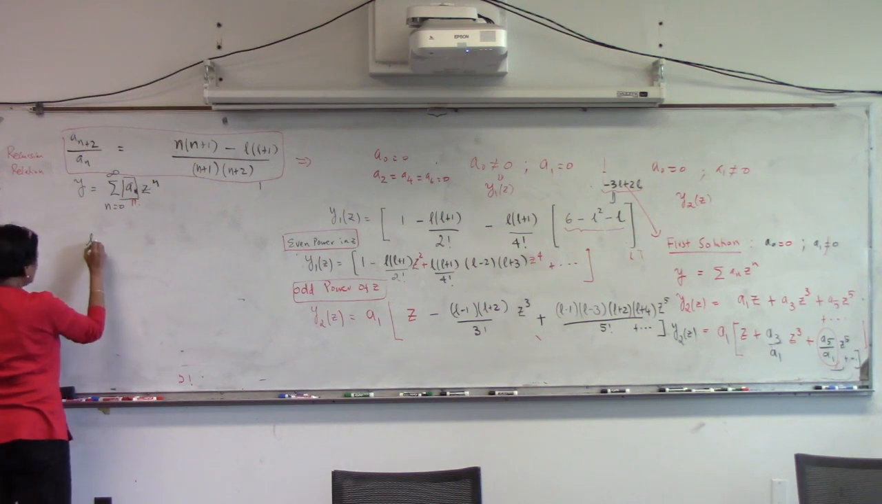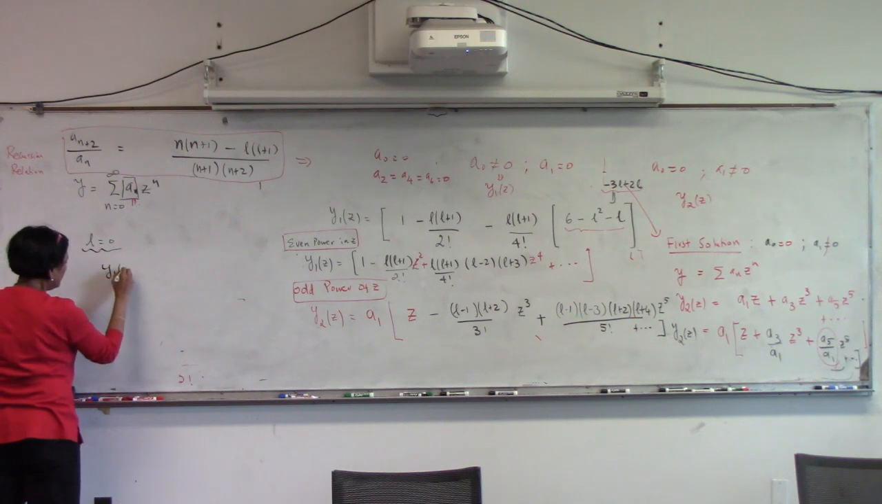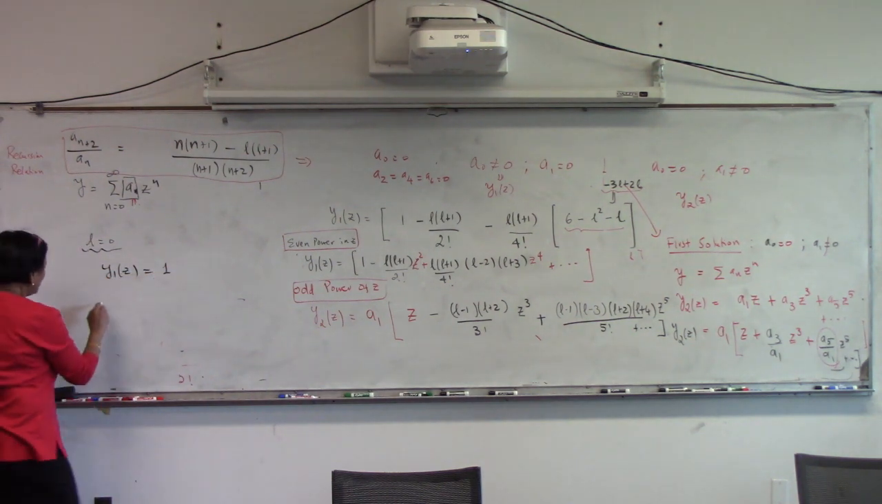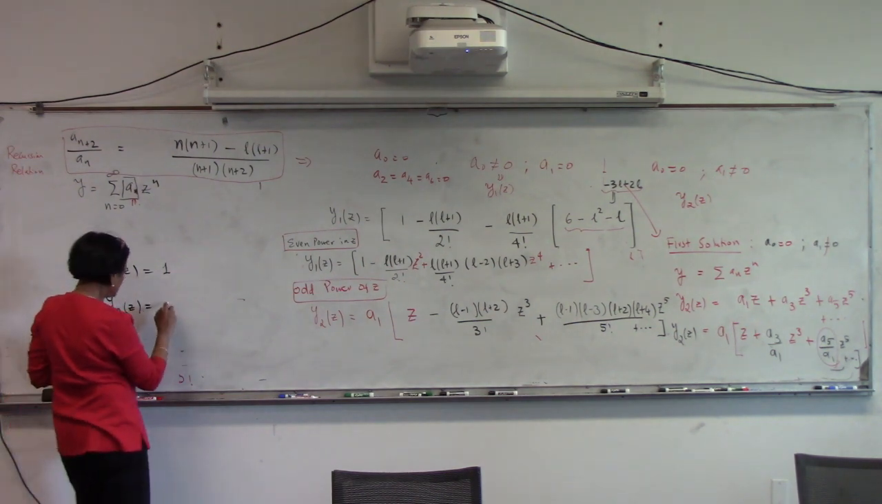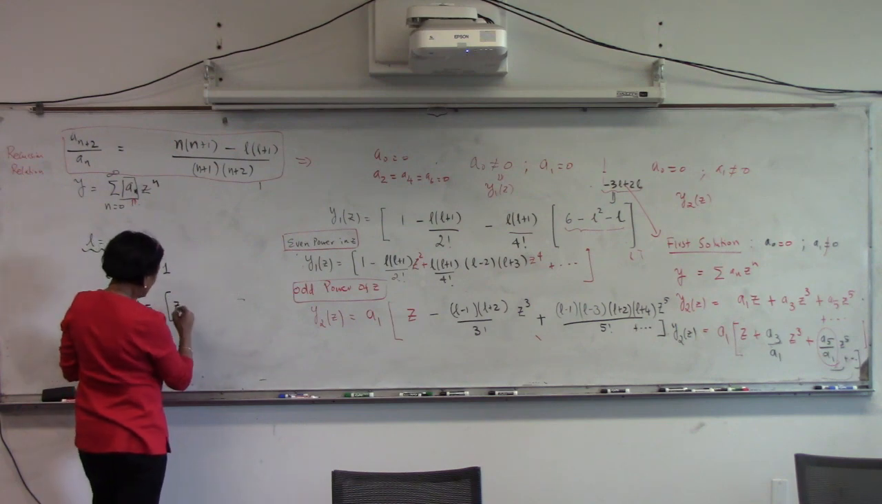If L is equal to 0, y1(z) is nothing but a constant. But y2(z) is an infinite series. It is an infinite series. We can take n equal to 1, L equal to 1. We still have a series.